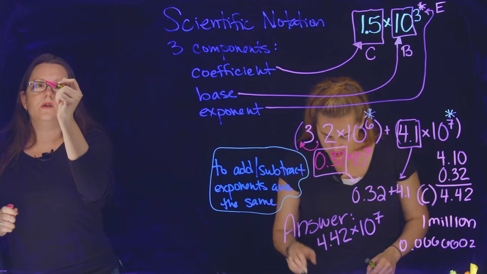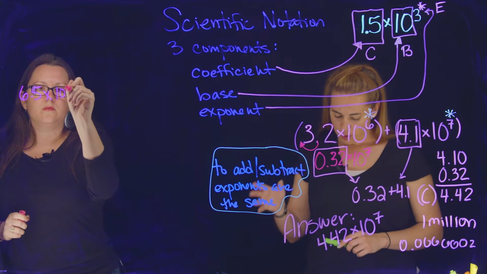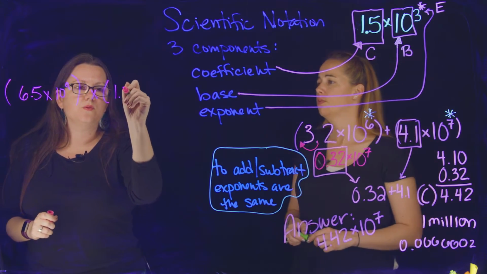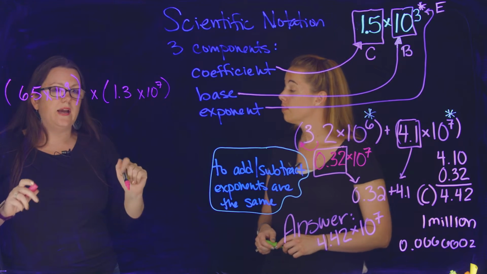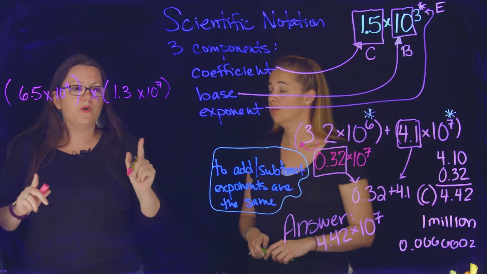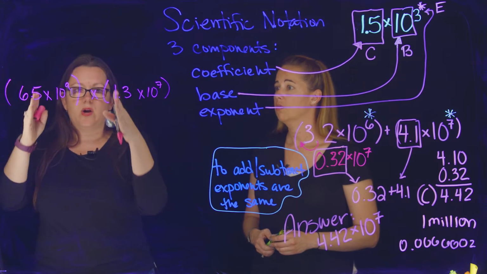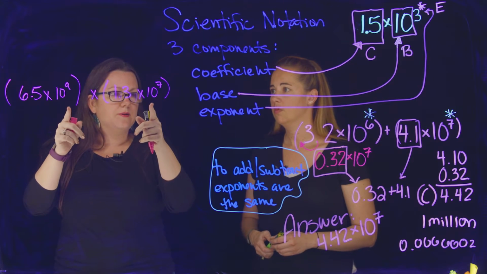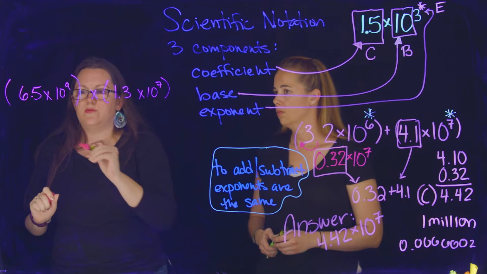Let's go 6.5 times 10 to the 9th, and I'm going to multiply that number by 1.3 times 10 to the 7th. When we're multiplying or dividing, we're somewhat similar in that we have a processing piece for our coefficients and then a processing piece for our base and exponent values. But what happens with those numbers is going to be a little bit different.